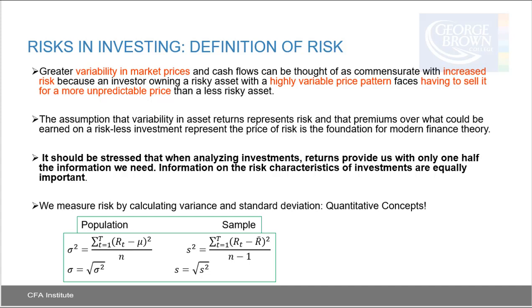So it should be stressed that when analyzing investments, returns provide us with only one half of the information we need. Information on the risk characteristics of investments is equally important. We measure risk by calculating variance and standard deviation. So again, that's why we're building on what we learned in the quantitative concepts. I gave the formulas there for variance and standard deviation for both a population and a sample. If you're following these videos in order, then you'll know that you've seen that in the chapter on quantitative concepts.